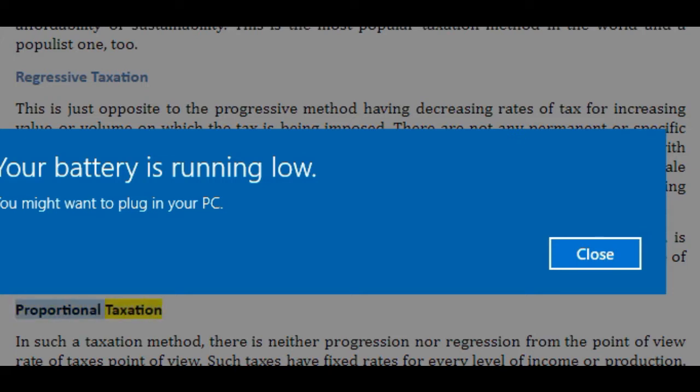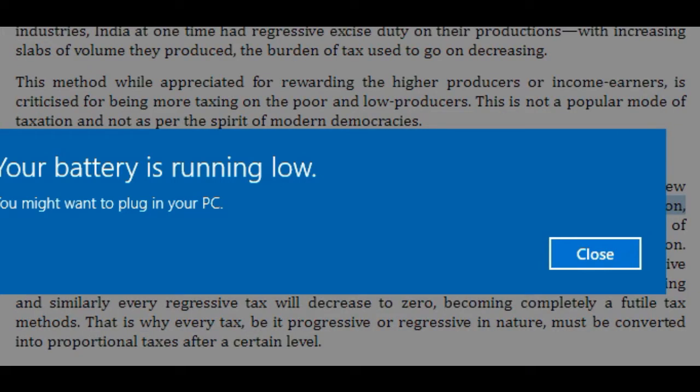Proportional taxation. In such a taxation method, there is neither progression nor regression from the point of view of rates of taxes. Such taxes have fixed rates for every level of income or production. They are neutral from the poor or rich point of view or from the point of view of the levels of production. Usually, this is not used by the economies as an independent method of taxation. Generally, this mode is used as a complementary method with either progressive or regressive taxation.